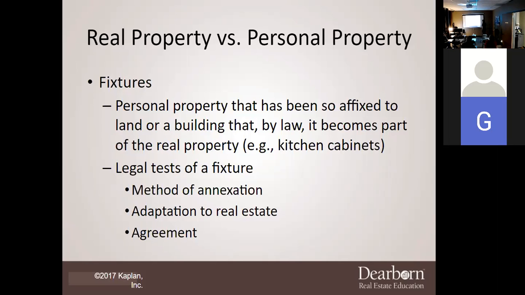Also, is it what's called an adaptation to real estate? Does it automatically adapt to the real property? And lastly, were there any agreements? Did Wyatt make any implied agreements with the buyer that he would leave the TV? So these are going to be your legal tests to find out, are these going to end up being part of the property? Does this make sense so far?